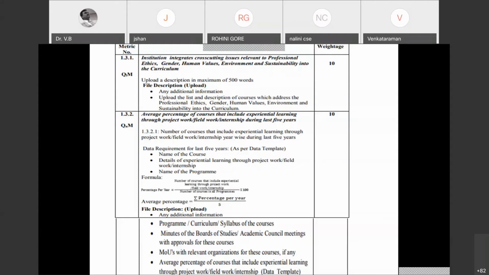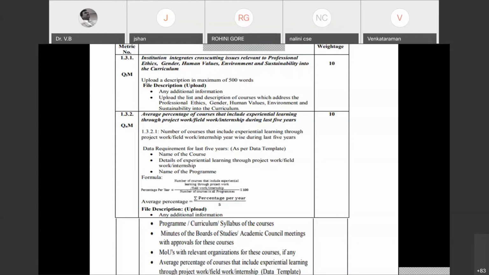Say for example, in the case of engineering, if it is a final year project that he is doing, then it comes under this. It will be counted as one course. And again, the formula is the same. And please remember that it is the course. When we say course, it is the subject.